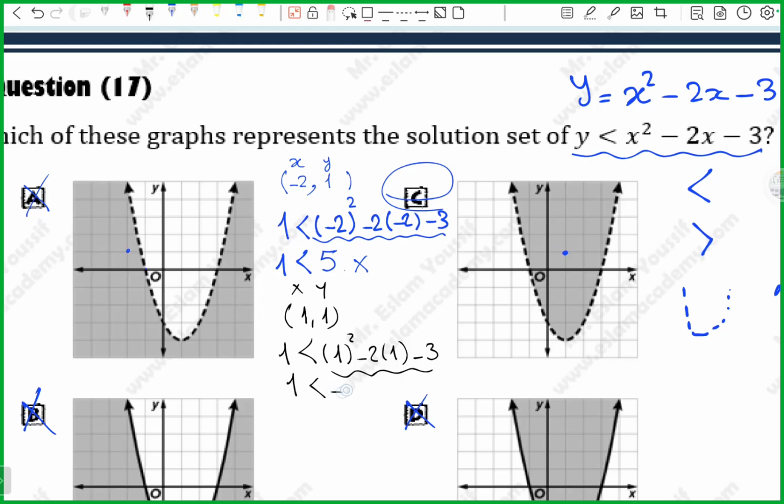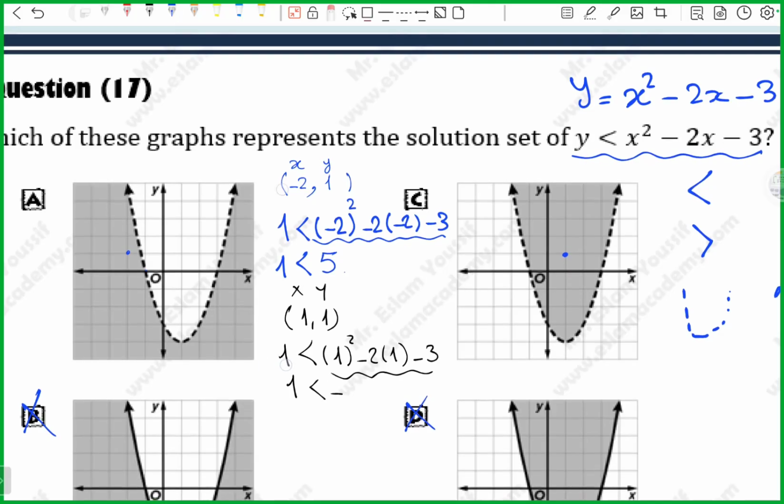It's -4. Sorry, just wait, my mistake. Here, 1 less than 5 is true. Sorry for that. 1 less than 5 is true.